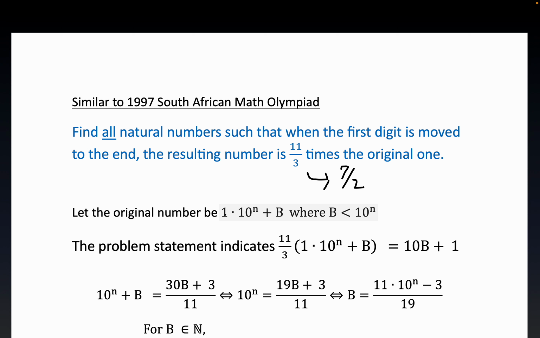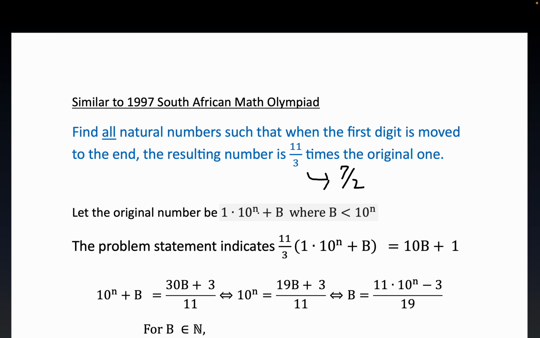The 1 goes here, the 1 or the 2 goes here, because if this digit right here was bigger than 2, say if it was 3, then 3 times 11/3 would make the resulting number a larger digit number, if that makes any sense. So I should technically be checking this for 1 and 2. I'm just going to check it for 1.